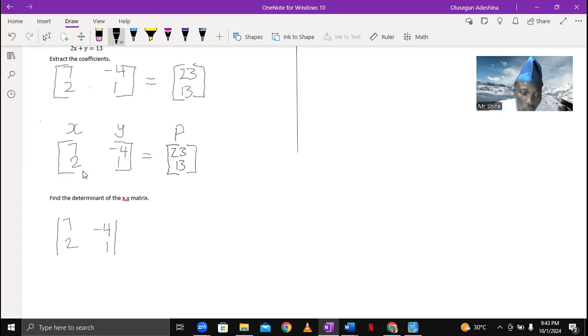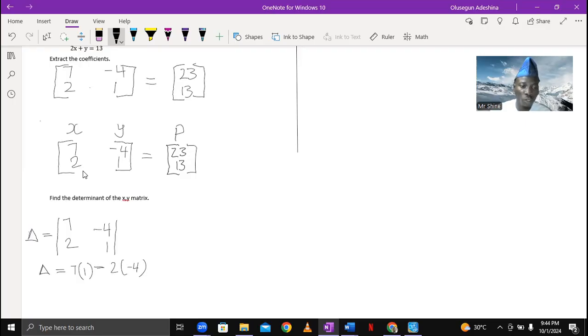Okay, so the determinant is the product of the elements in the principal diagonal minus the product of the elements in the other diagonal. But before then, let's look at a sign that we can use to represent determinants. So we can use this sign, for instance, to represent determinants. So the determinant of this matrix goes this way. Determinant equals 7 times 1 minus 2 times minus 4.